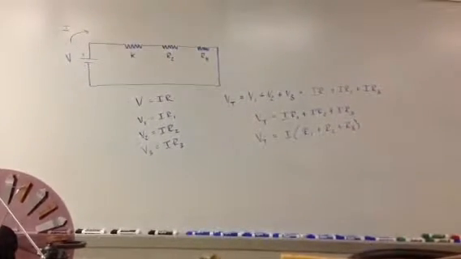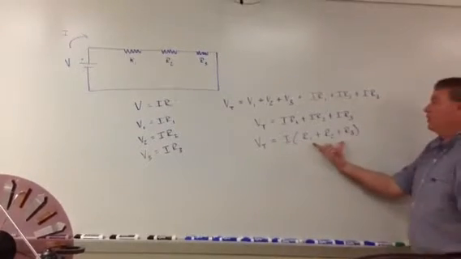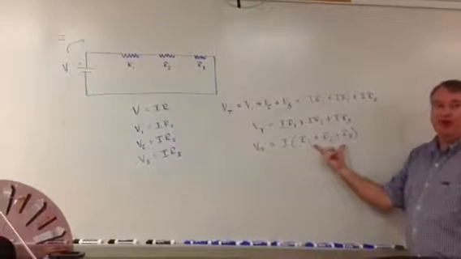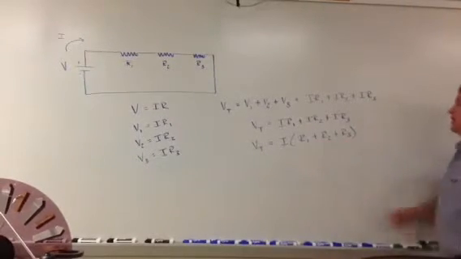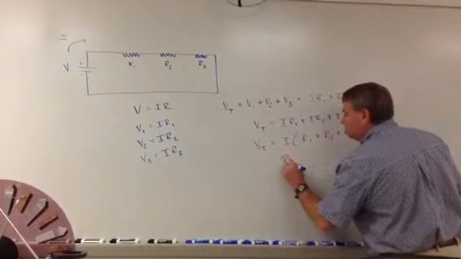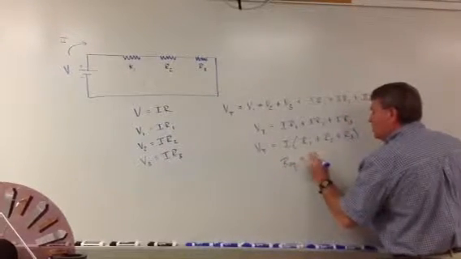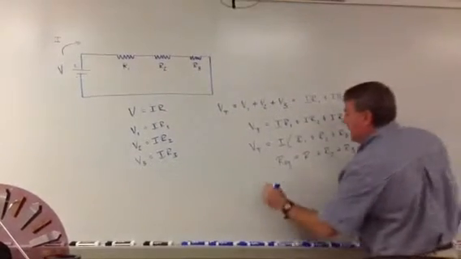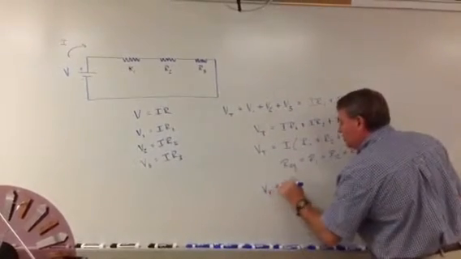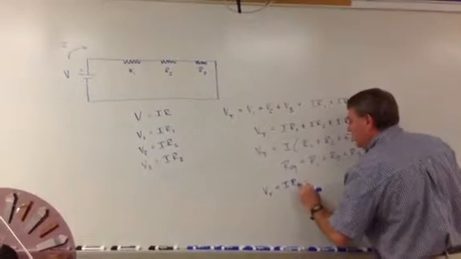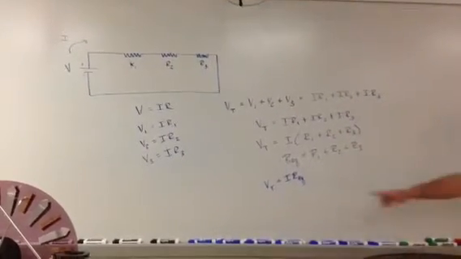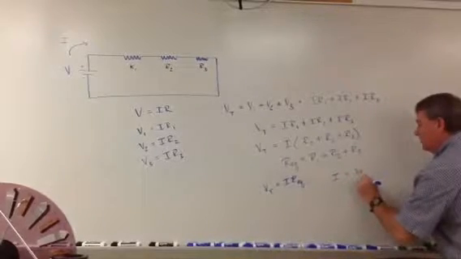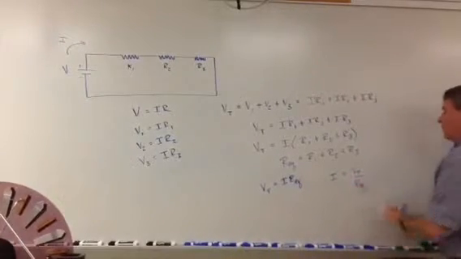And now what we can do is this. We can say that if we wanted to replace all 3 resistors with one resistor, we call that the equivalent resistance. So Req is equal to R1 plus R2 plus R3. And now we have voltage total is equal to I Req. So when you're solving for current, you can take the total voltage and divide it by the equivalent resistance.